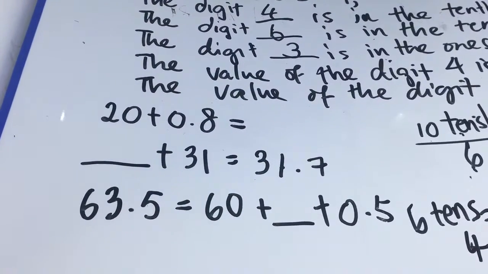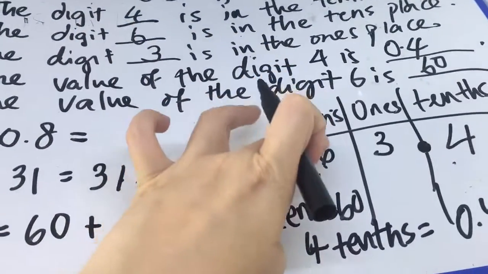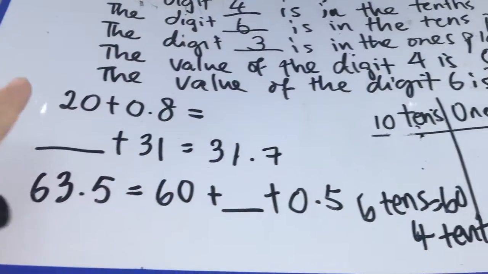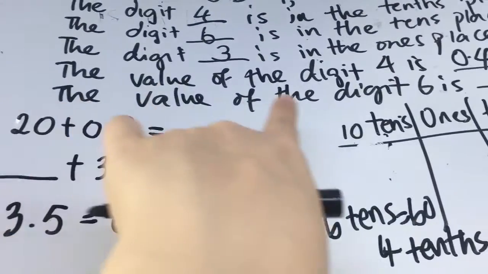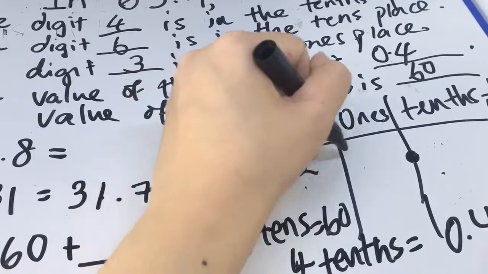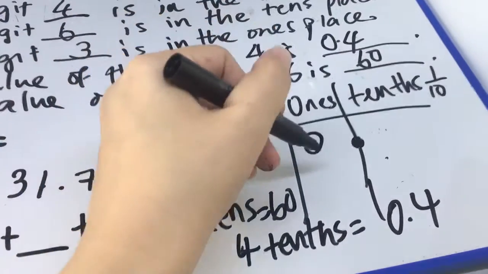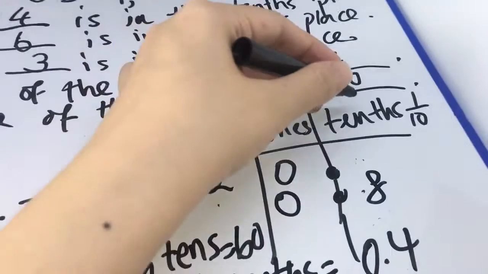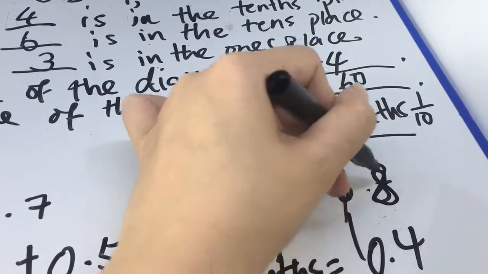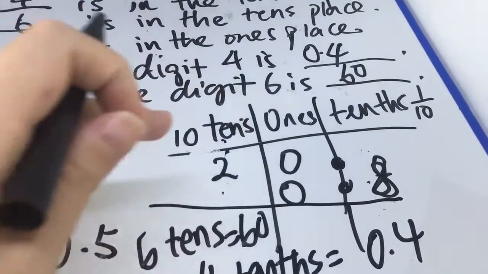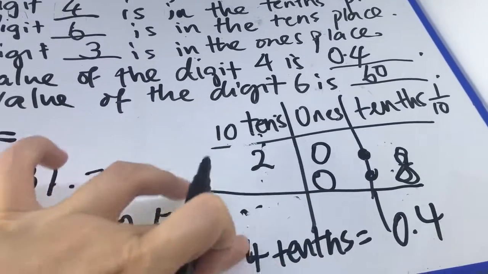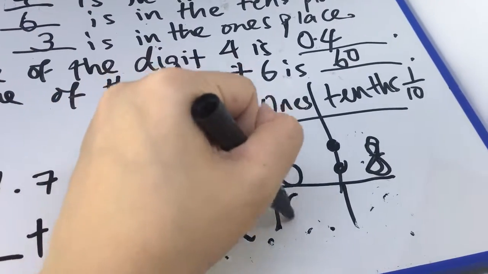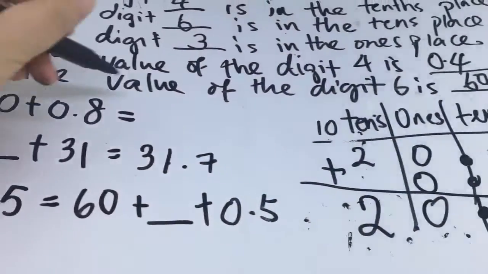Let's look at another question. What is 20 plus 0.8? Okay, so we know that 20 is 2 tens. So 2 tens over here, 20. And 0.8 is 8 tenths. So we have 8 here, and 0.8. So 20 plus 0.8 is, let's add them up, 20.8. So this is 20.8.